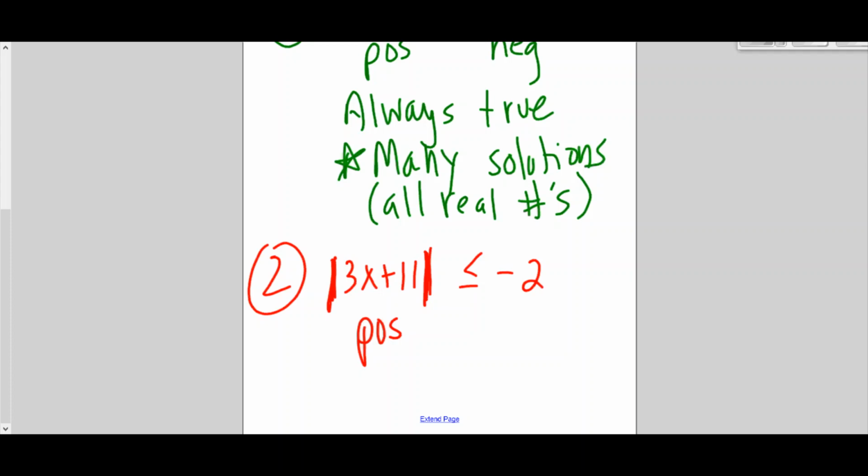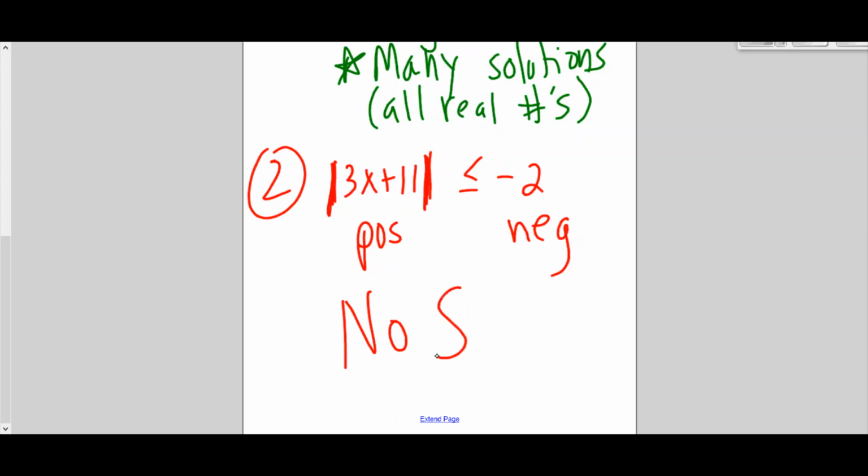Well, -2 is a negative number. So is this statement true? Is a positive number, no matter what it is, less than or equal to a negative number? And the answer there is no. This is always a false statement because positive numbers are always bigger than negative numbers. So this is a false statement, so there are no solutions. So write no solutions for that one. Because this is going to give you a positive, this is less than or equal to a negative, and that's just never true. Positives are always greater than negatives.